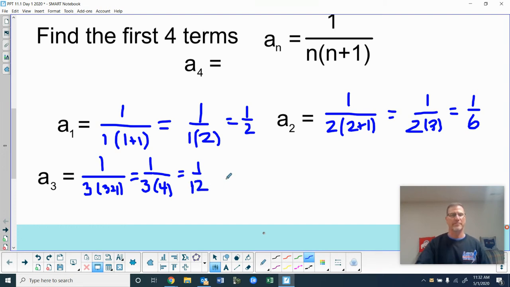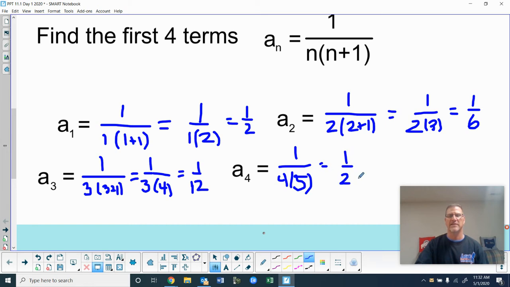And then my fourth term means I put 4 in for n. So 1/4 for n, and 4 plus 1, I'm just going to do it in my head, 5. And that's 1/20. So there's the first 4 terms of that sequence.